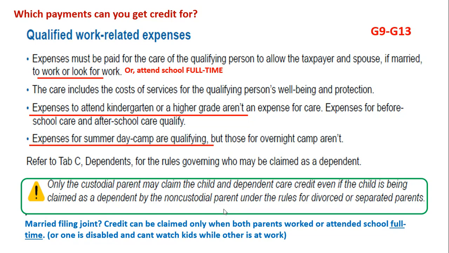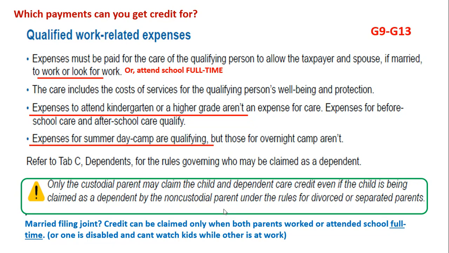It can also be to attend school full time. Paying for school, kindergarten, like a private school where you have to pay to go to school, can't count that. But before school care and after school care counts. Summer camp, if they go to summer camp because school's closed, you need somebody to watch your kids, you can't have a second or third grader running around while you're at work. That's okay, but not a sleepaway overnight camp.